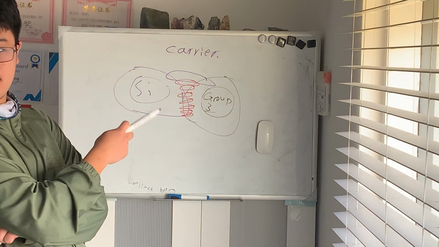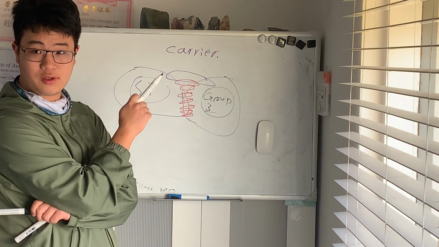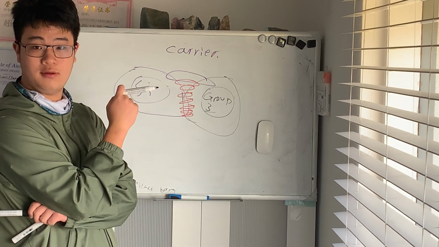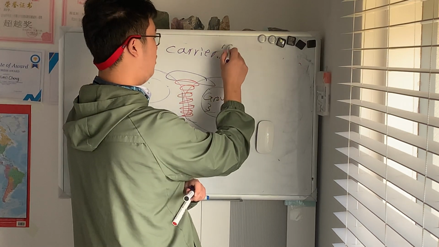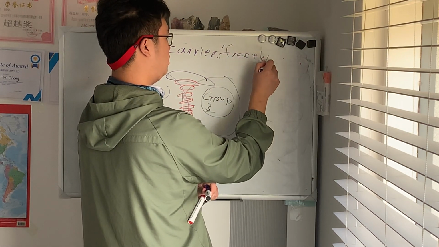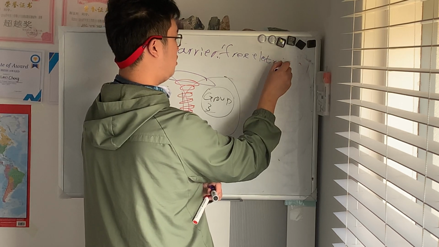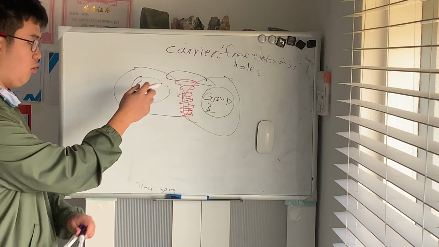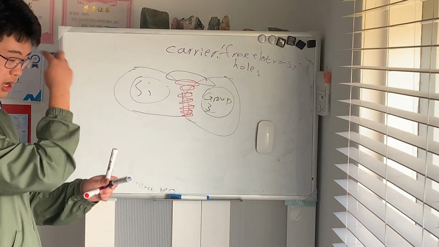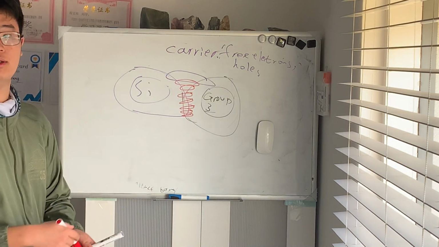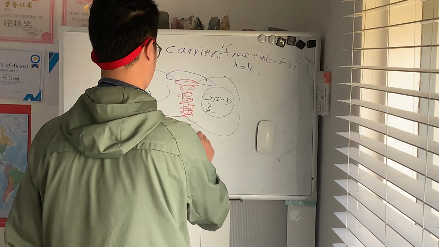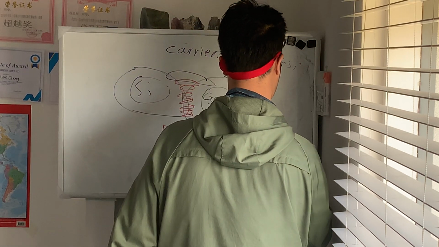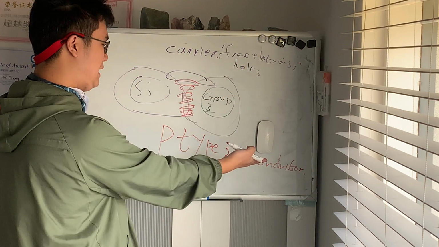Well, in most cases, the carrier is free electron, because metals only have the free electrons as the carrier. There are only two types of carrier: free electrons or holes. In this case, it's the hole. And this type of compound is called P-type semiconductor. Okay, guys, this is called a P-type semiconductor.